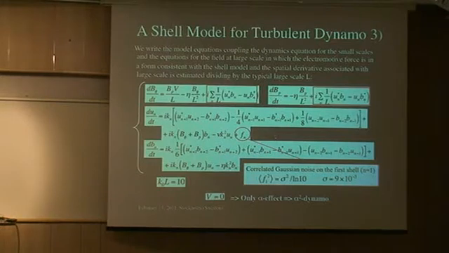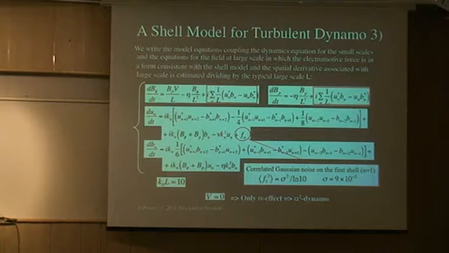Moreover, the derivative at large scale is estimated by dividing by the characteristic large scale, capital N. Fn is the forcing, a correlated Gaussian noise, and so far we consider vanishing toroidal velocity. So far we have described the alpha-squared dynamo problem.